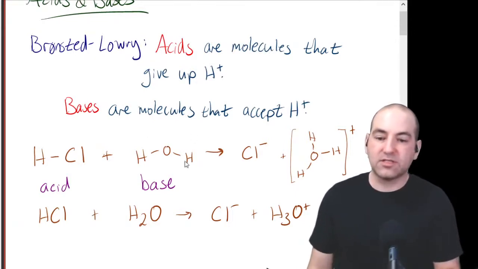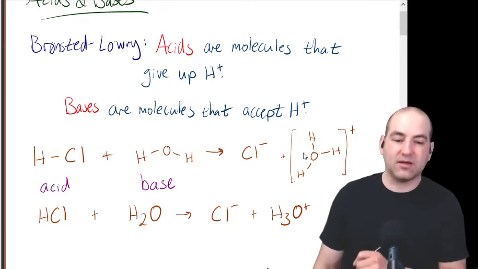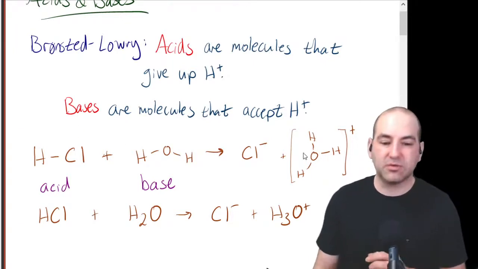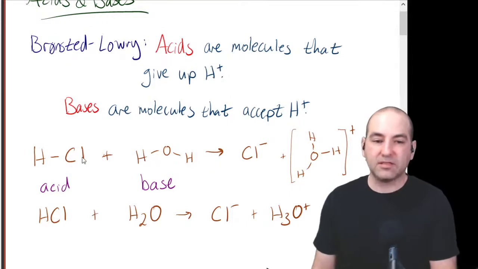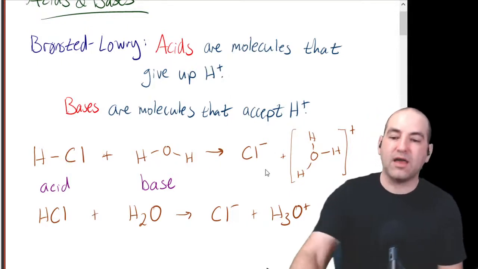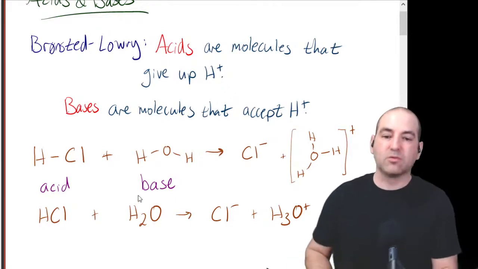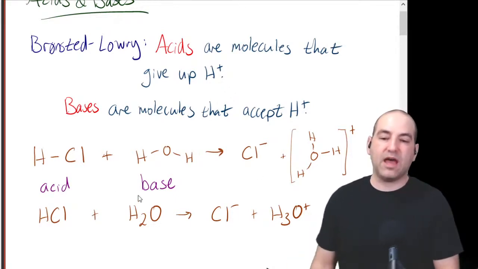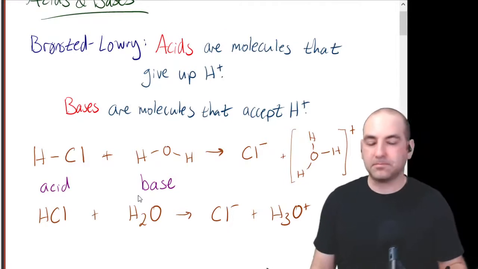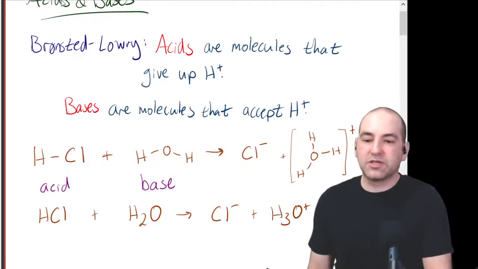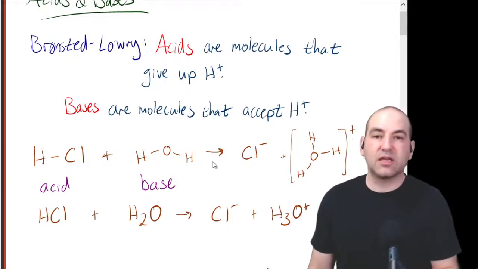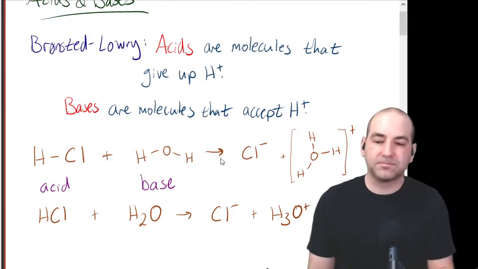So in this situation, water is acting as a base by accepting a hydrogen ion, an H+. And HCl is acting as an acid by giving up its hydrogen ion, its H+. So both of those things are happening, and we have an acid and a base. Another interesting thing about acid-base reactions is they can often be reversible.